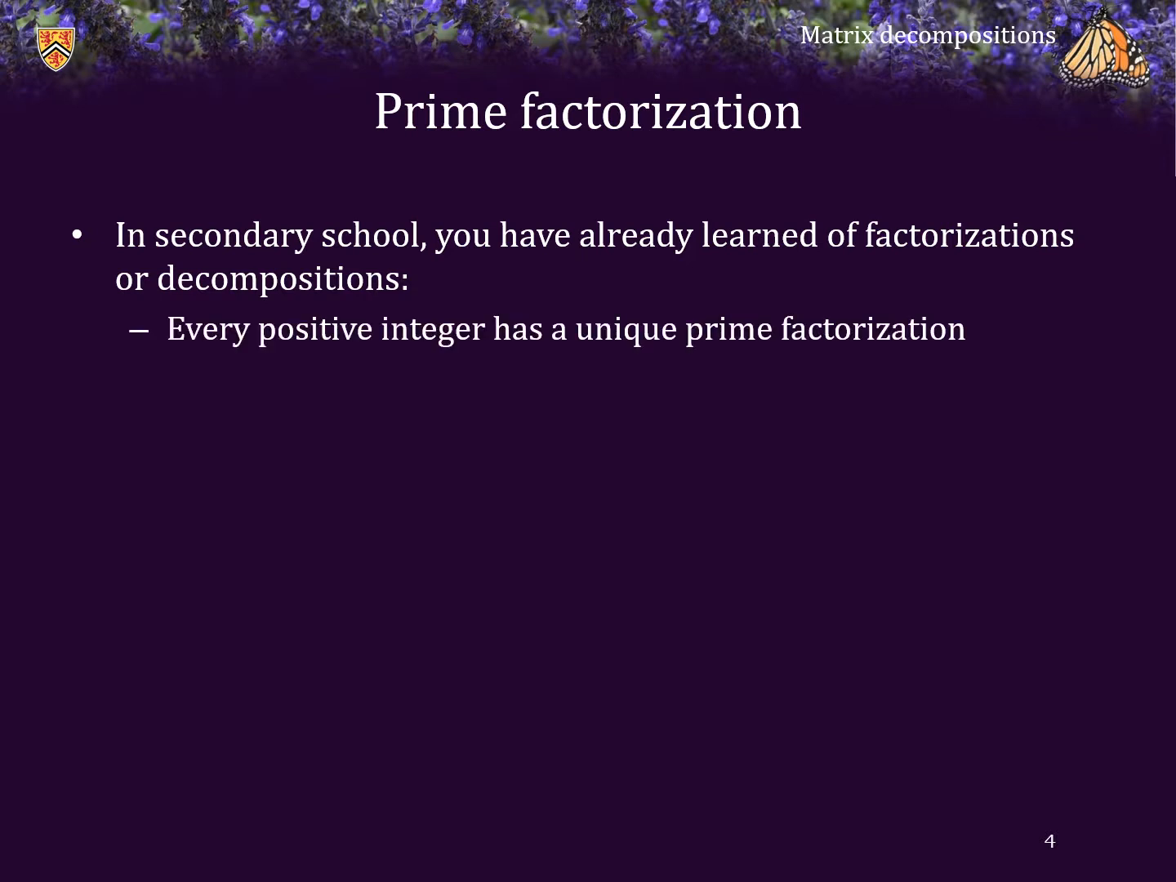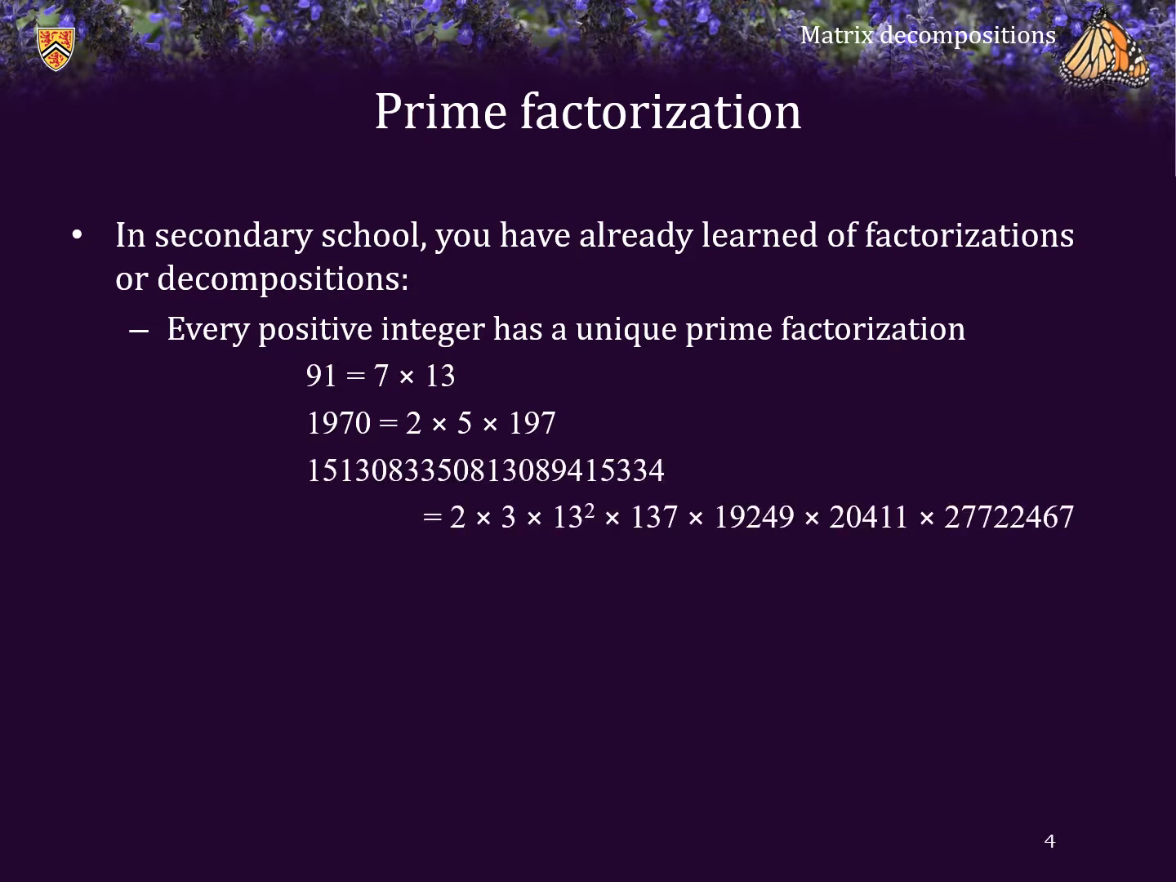You know that every positive integer has a unique prime factorization. For example, 91 is 7 times 13, 1970 is 2 times 5 times 197, and this number happens to be equal to the product of these prime numbers.